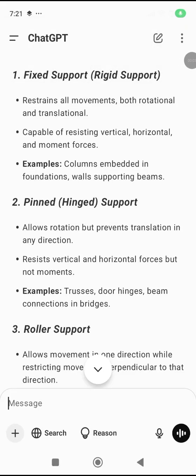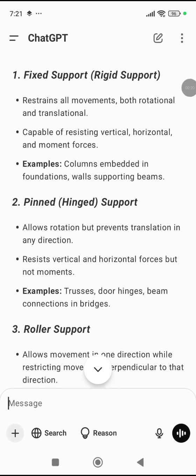Today in this video we are going to talk about the different types of support of any structure. Basically, in this video we have mainly three different types of support. So now let's talk one by one.